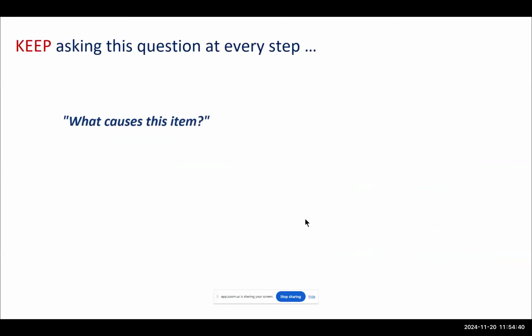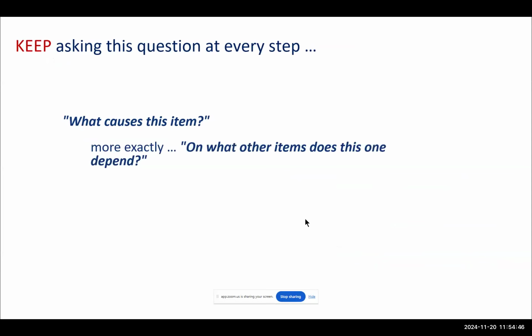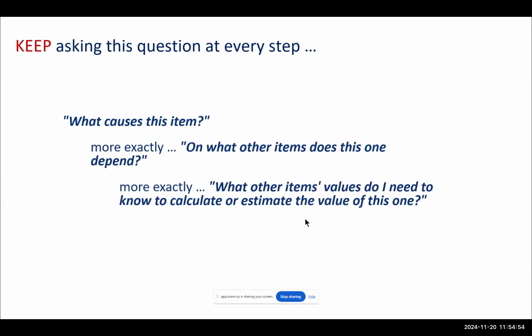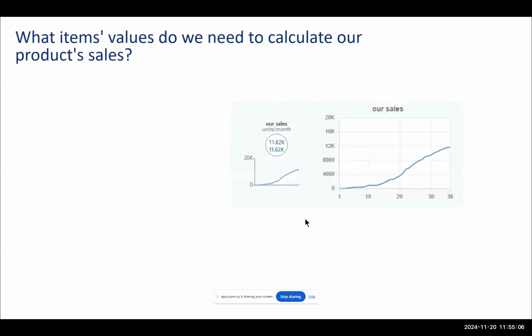So this is the question you keep asking at every single step. What causes this item? To be more precise, on what other items does this one directly depend? And to be more precise still, what other items' values do I need to know in order to calculate or estimate the value of this one? Right? So that's what we mean by what causes this item.